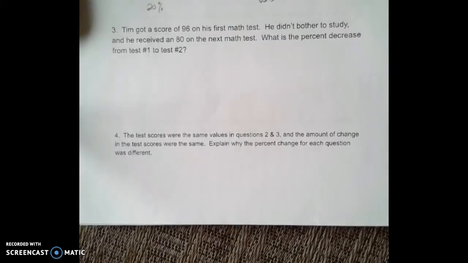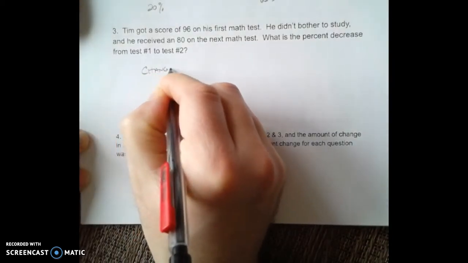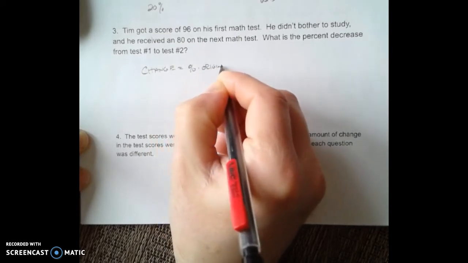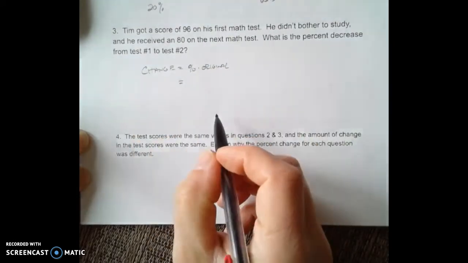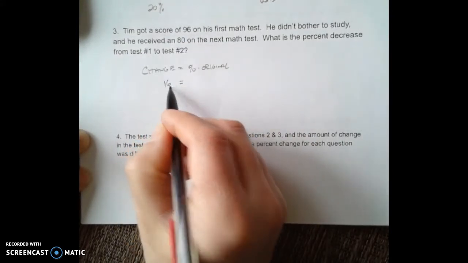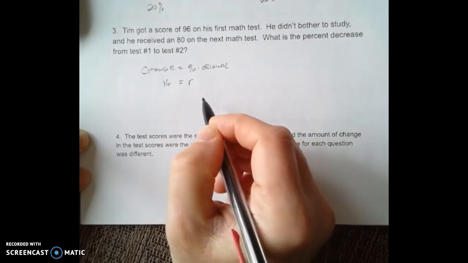In example 3, we're told that Tim got a score of 96 on the first test and he didn't bother to study, so he received an 80 on the second test. I want to know this time what's the percent decrease. So again, I'm going to use the percent change equation. Change is equal to the rate times the original. And when we fill in this example, again, well, 96 minus 80 for the amount of change, that's 16 points. The percent decrease, R, is what we're looking for.